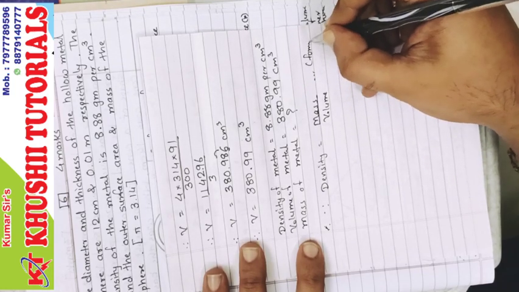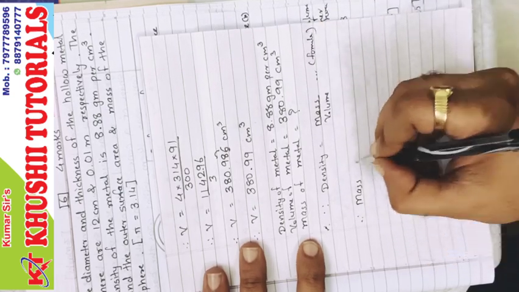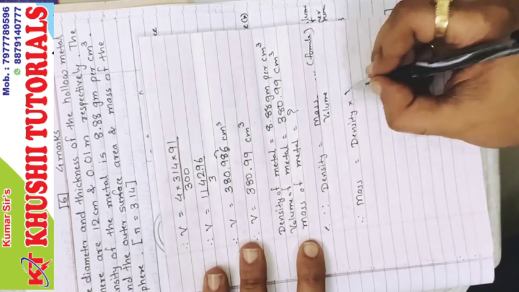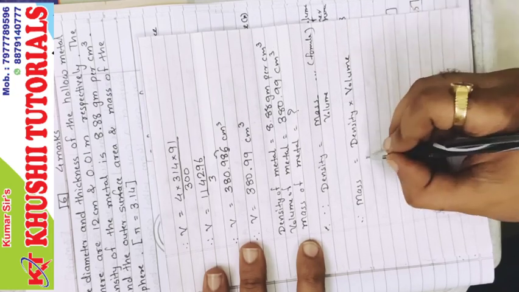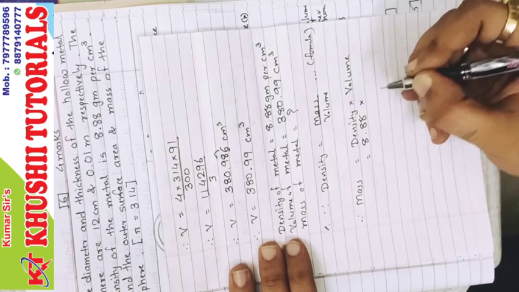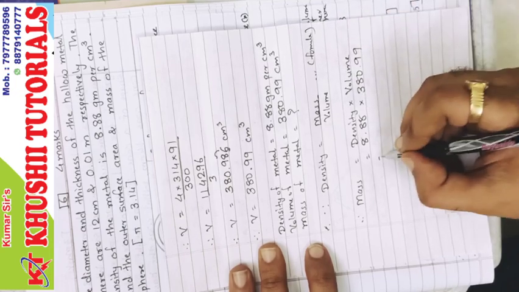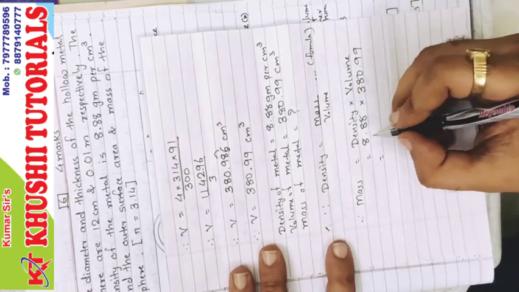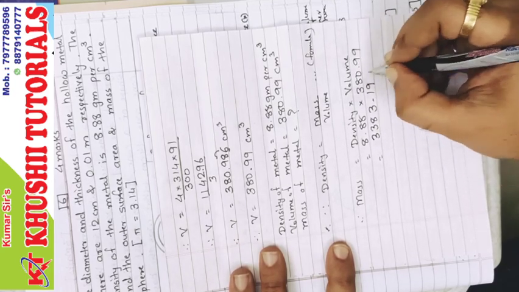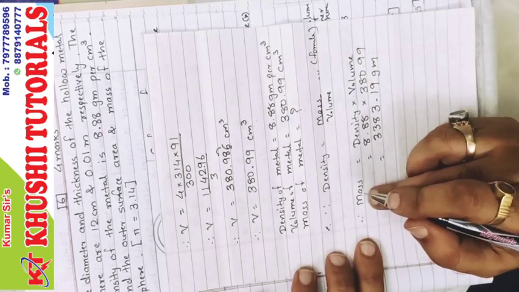We need to find mass, so we will isolate mass. So mass equal to density into volume. What is density? The density is 8.88 and the volume is 380.99. After multiplication we will get 3383.19 gram. This is the mass of the sphere.